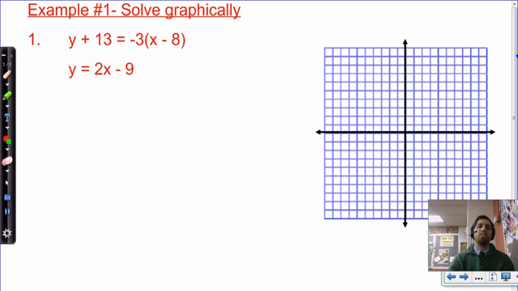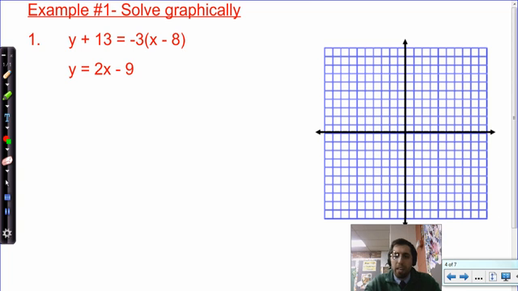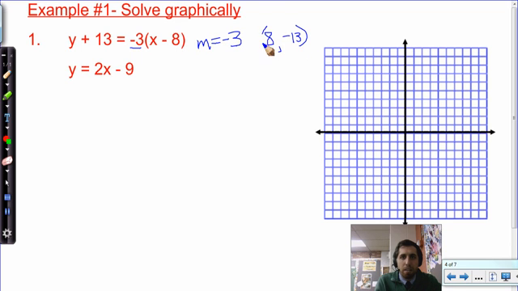This says y plus 13 equals negative 3 times the quantity of x minus 8. That's one equation, and our second equation is y equals 2x minus 9. What I'm going to do here is use what I know about these different types of linear equations. This first one, I can notice that this is in point-slope form, so I can tell you right away that the slope is negative 3. There's the slope. And the point that is on here would be (8, negative 13). So I'm going to use that, and that's going to help me to solve this. The other thing I can tell you is that this is slope-intercept form. So I know that the slope is 2, and the y-intercept is (0, negative 9).